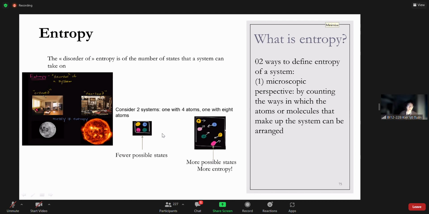Với cả một cái cách sắp xếp là một cái microstate đúng không thầy? Đúng rồi, mỗi cái arrangement là một cái microstate đấy. So, is it okay? We take a break of 10 minutes.